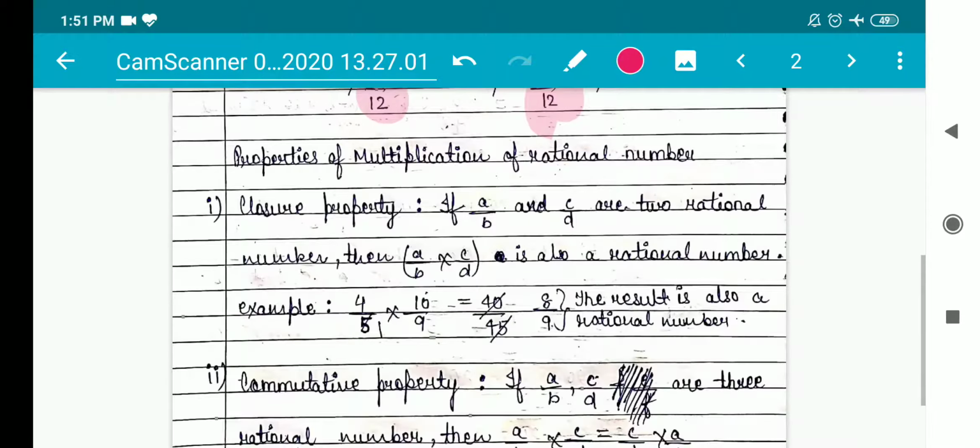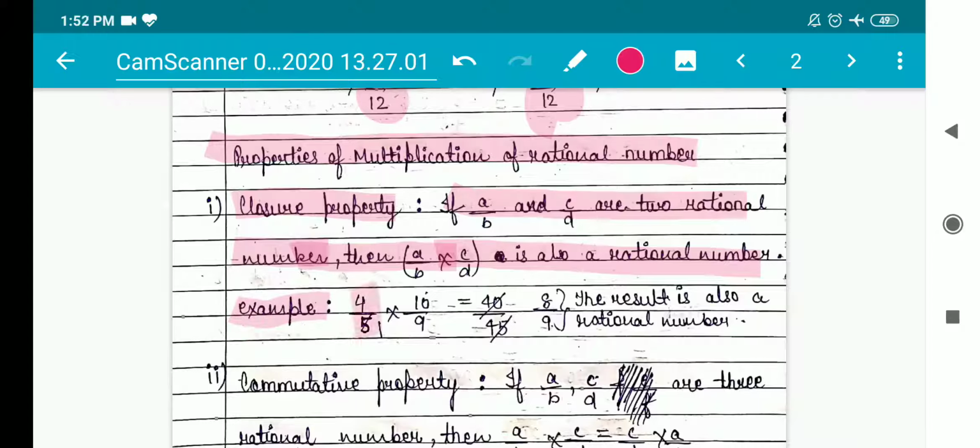So after that we will talk about properties of multiplication of rational numbers. First property of multiplication of rational numbers is closure property. This property says that if a/b and c/d are two rational numbers, then a/b into c/d is also a rational number. It means that if we multiply a rational number with another rational number, then we will get a rational number only.